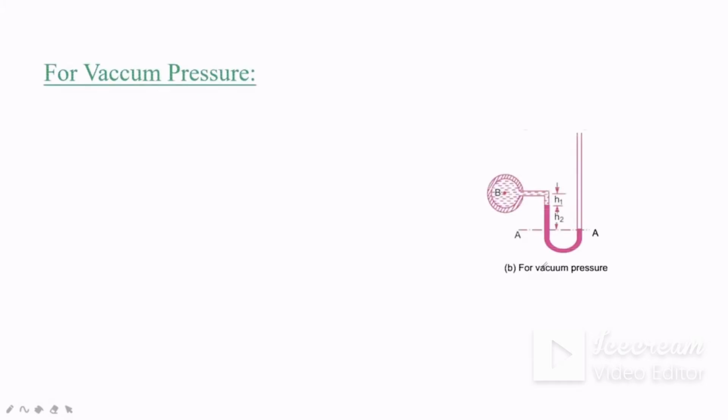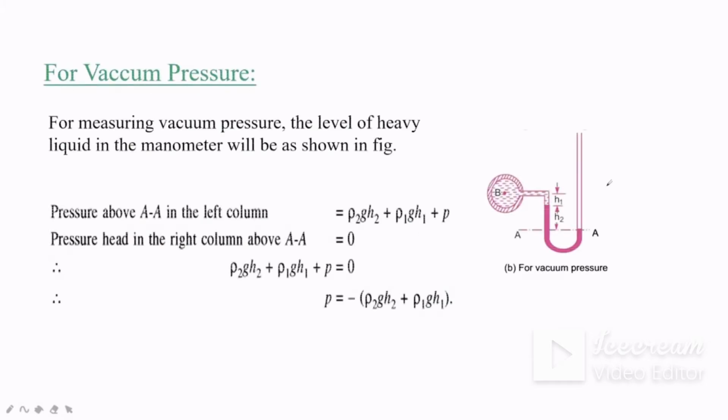Now we will see how it works when vacuum pressure is given. For vacuum pressure, the diagram is like this. Same as before, let P be the pressure in this system. For measuring the vacuum pressure, the level of heavy liquid in the manometer will be as shown in the figure. Above the datum line the tube will be vacuum. We will also consider the datum line where it ends here, and from there we will calculate.